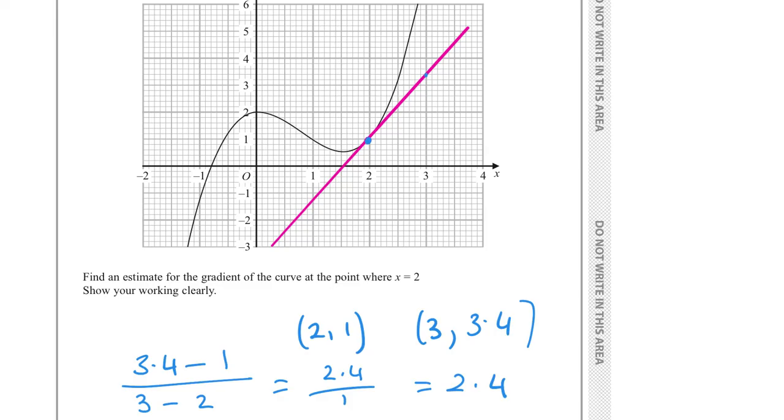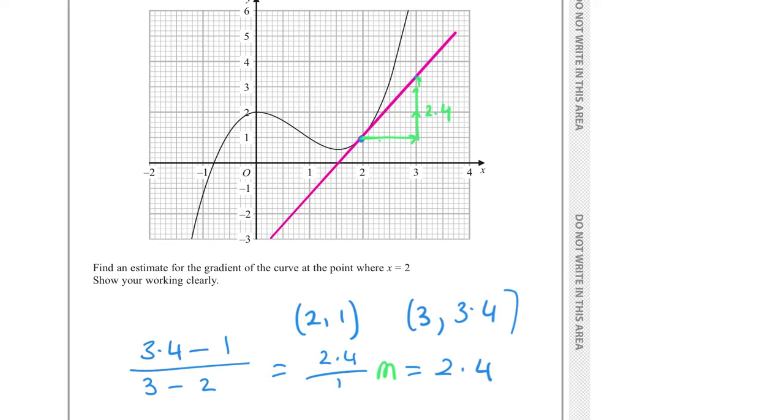You can choose any point. Remember, you only need 2 points to find the gradient. Or if you didn't want to find the gradient this way, you can literally say this: for every 1 across, from 2 to 3, how far have you gone up? You've gone up 2.4. So my gradient is 2.4. Beautiful. You're going to get it right next time though, aren't you?